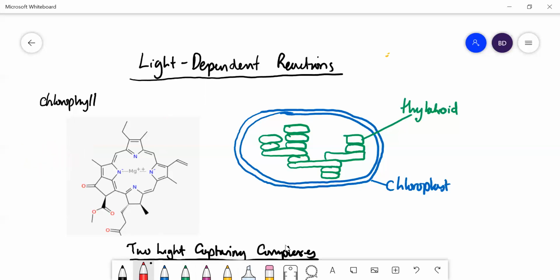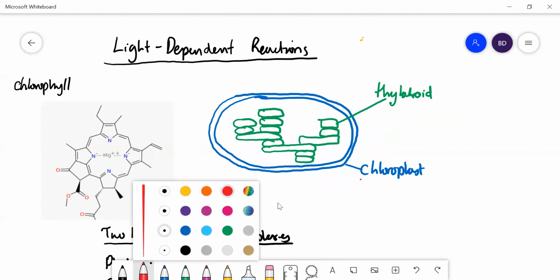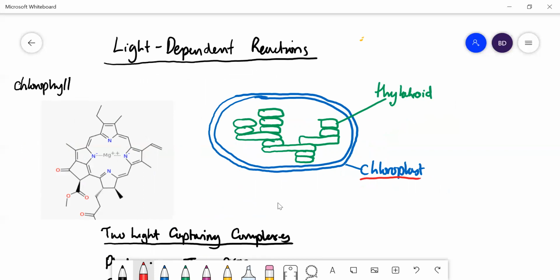Now let's think about the chloroplast. So a diagram of the chloroplast we've got here. These stacked green things are called thylakoids, which you probably know about. And here, this is the stroma. So that is where the light-independent reactions occur. That's where you've got your rubisco and those enzymes.